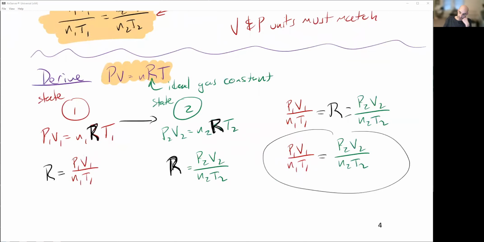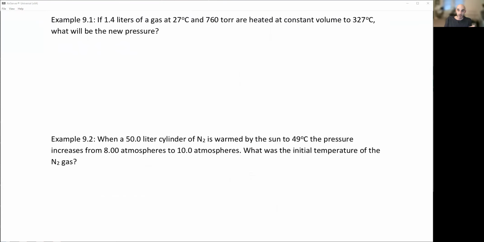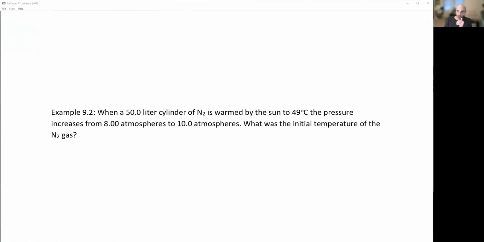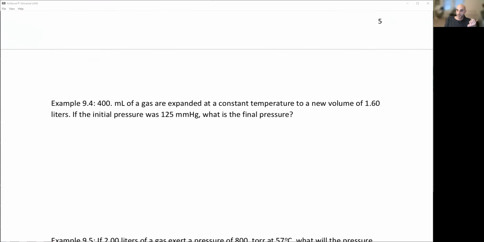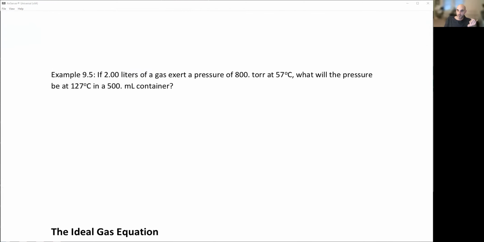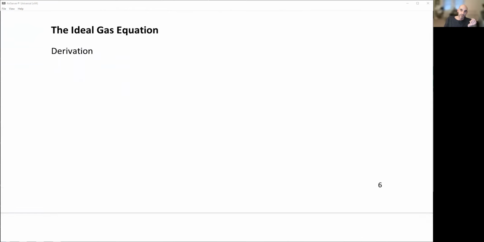All right, so let's take a look at a bunch of examples. I'm going to let you guys do these. We're going to do these in class. So 1.4 liters of a gas, what's the new pressure? What's the initial temperature? What's the new volume? What's the final pressure? And then finally, the ideal gas equation. The last little bit that we're going to talk about is the ideal gas equation.